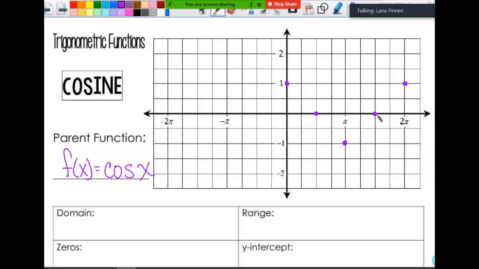So then if we just repeat it, it's pretty much just a reflection over here. And then at negative pi, I'm at -1. And then halfway in between both of those gets me zeros. Then you can sketch in your cosine function.